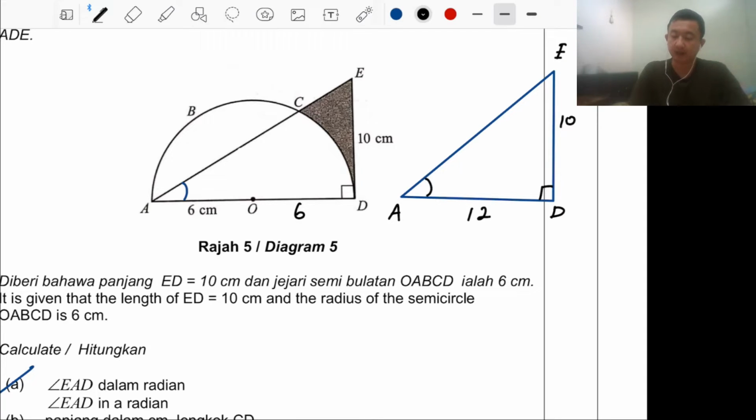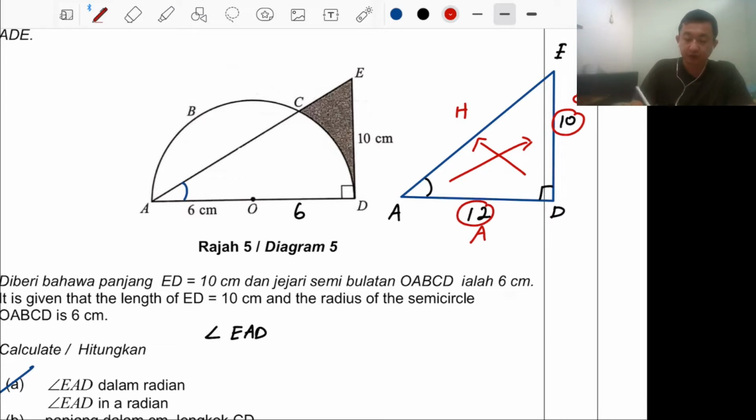This is the angle EAD. So angle EAD, tangent of angle EAD equals 10 over 12. Angle EAD should be the inverse tangent of 10 over 12.